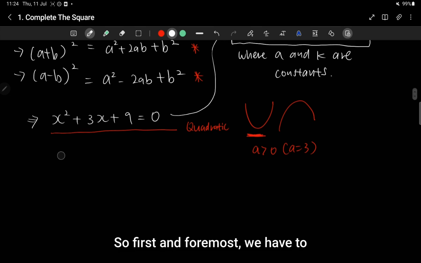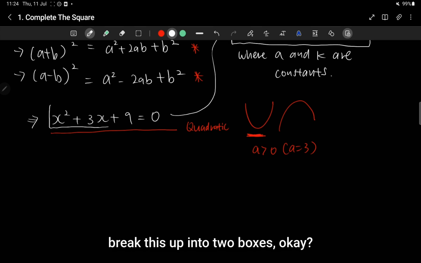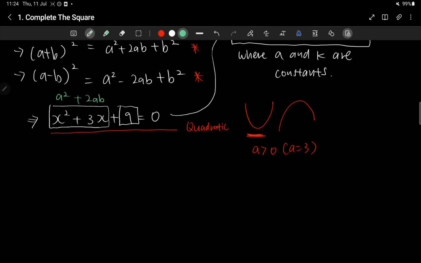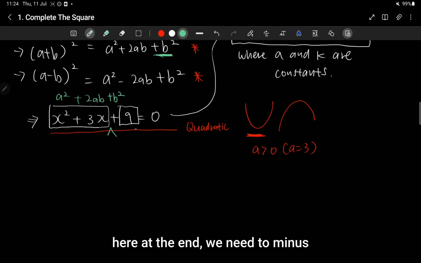So first and foremost, we have to break this up into 2 boxes. Okay, and this is going to be our a squared plus 2ab. And what we need to do is to add in the b squared. So we need to add in a b squared over here. And since we add in a b squared over here, at the end we need to minus away the b squared so as to balance the entire equation, right? Because if you add this in, you need to remove it at the end.